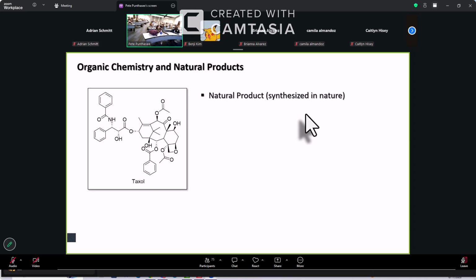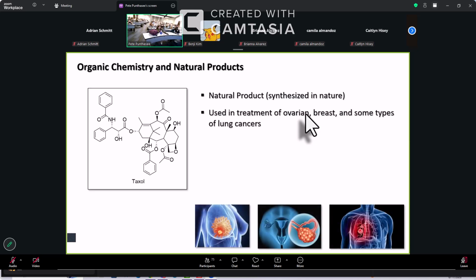Why is Taxol important? Anyone know Taxol at all? Have you heard the term Taxol before? It's a medicine. It's used to cure cancer. And trees make it for you. We have trees to make it. This compound can be extracted from a certain type of yew tree.